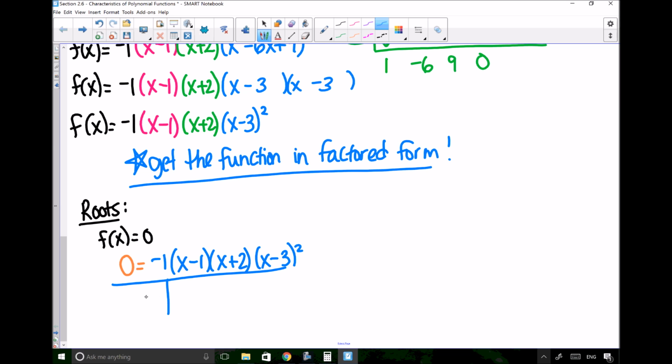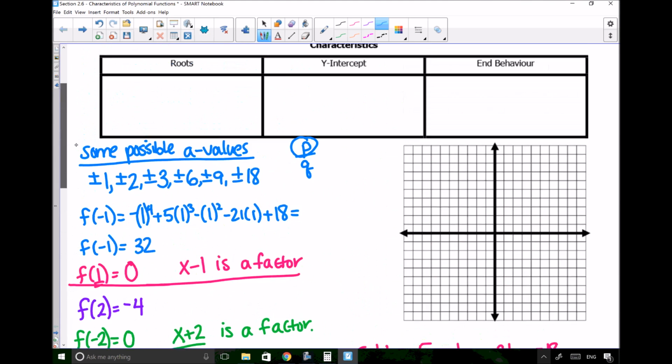So this -1 cannot equal 0, so I don't worry about that. I set x minus 1 equal to 0, so x is 1. This piece right here gives me x is -2, and this piece here gives me x is 3. These are my 3 roots. Okay, so I can go ahead and go up here.